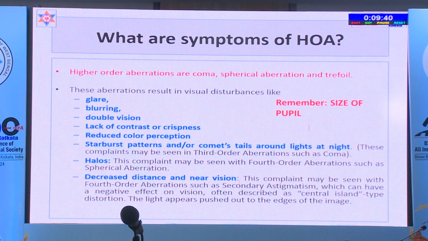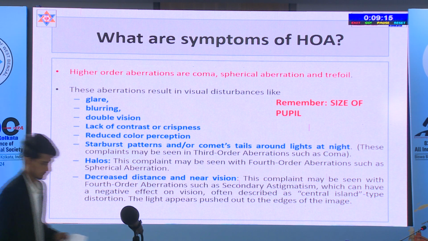This is very important in keratoconus because keratoconus is seen in children, so they don't actually know what is happening. They may complain of glare, blurring, double vision, lack of contrast, reduced color perception, starbursts, halos, and even decreased distance and near vision. But you should also take into account the pupil size. The size of the pupil is also going to cause some amount of aberrations.